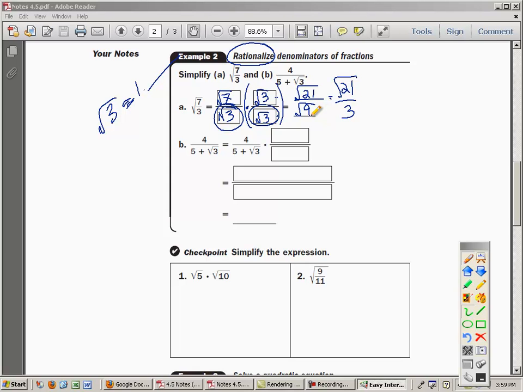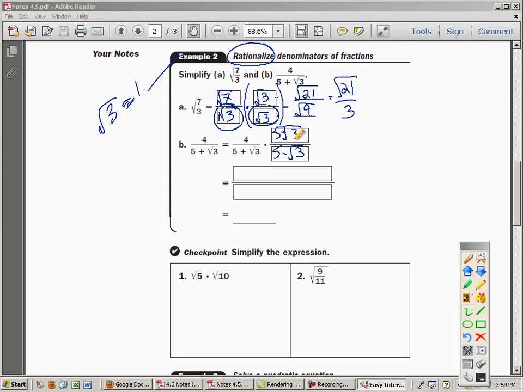All right, 4 over 5 plus radical 3. Okay, we can't simply multiply top and bottom by radical 3, because if I did that, like we did in the previous problem, I would have to distribute, which would get rid of this radical sign, but I'd still have 5 times radical 3, which is going to make a mess of things. Instead, we use something called the conjugate, all right? And the conjugate of this is 5 minus radical 3. And so I want to multiply both top and bottom by 5 minus radical 3.